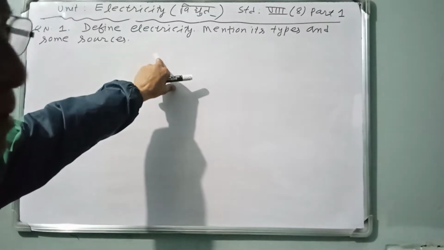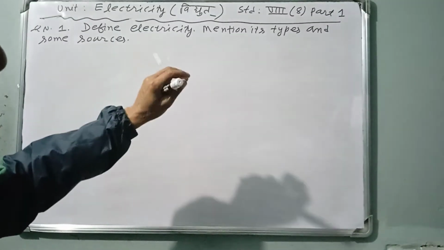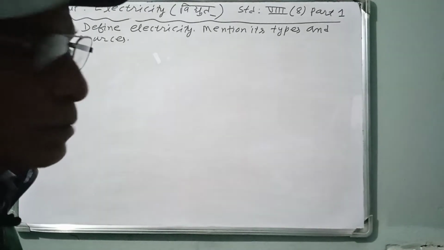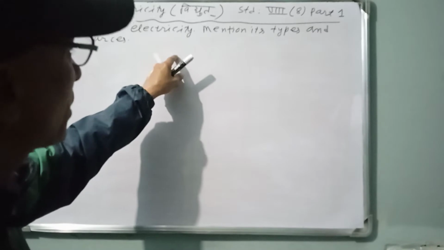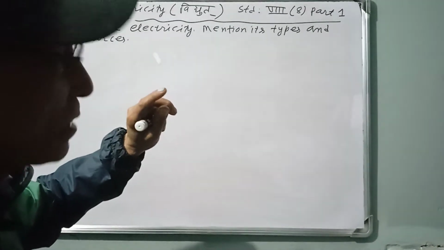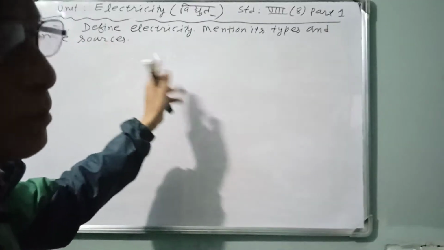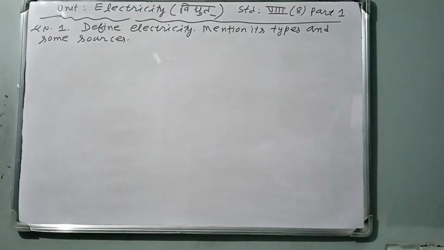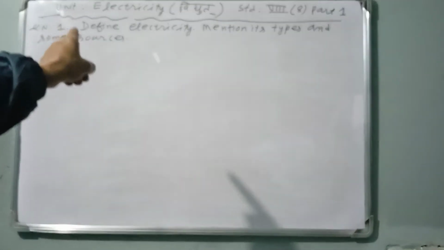Cell and types: primary cell, secondary cell, battery, combination of cells, simple cell and diagram, dry cell and diagram, some differences, some logics, etc. and circuit and domestic wiring especially. Now, without wasting time, let me start electricity for class 8 for smart study.